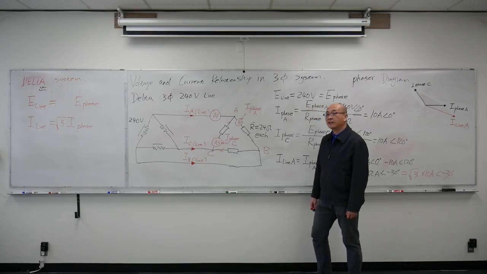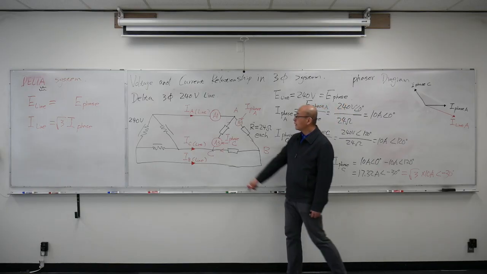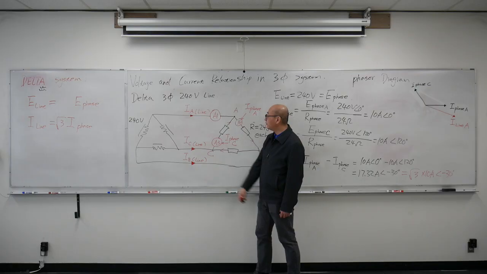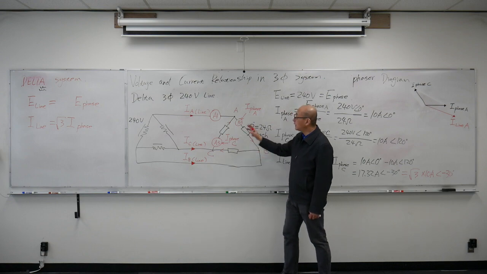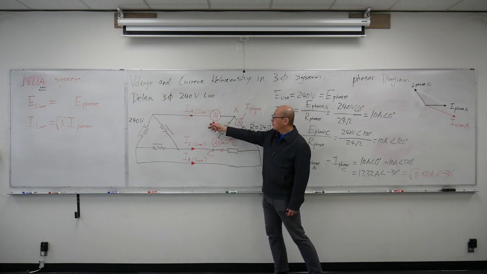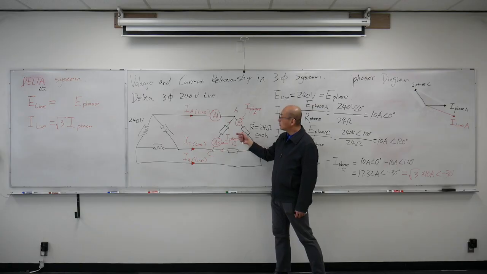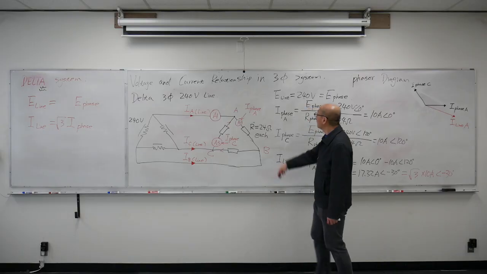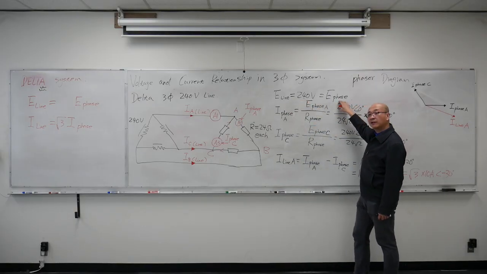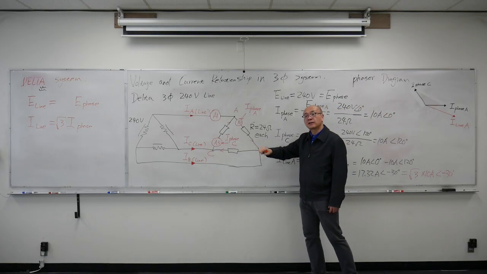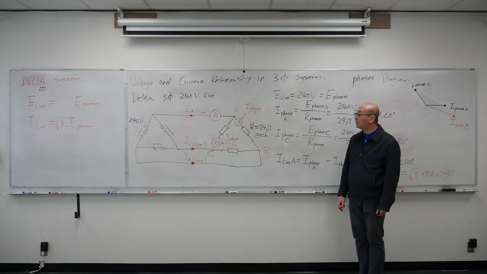Now, let's look at the current relationship. My line voltage here is 240 volts. I have 3 loads, each is 24 ohm, also connected in delta onto my line. Because my load is delta, the line voltage will equal my phase voltage down here. Line voltage is 240 volts, so each phase voltage is also 240 volts. But these 3 phase voltages are 120 degrees apart.